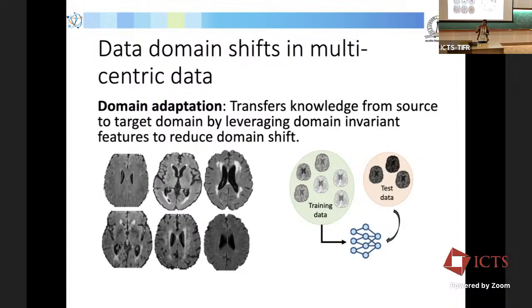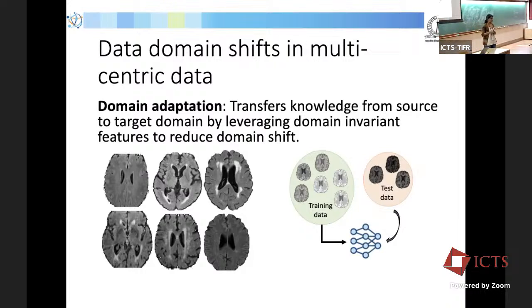Even a small difference can break a deep learning model. So now how are we going to make a model which is going to work robustly with the same performance, the same accuracy across different centers or different scanners? That is what we call domain adaptation. You will find this terminology in many ML applications. It's not very specific to medical imaging.